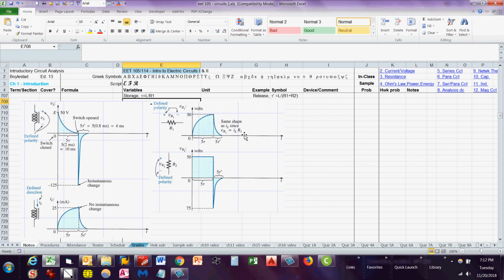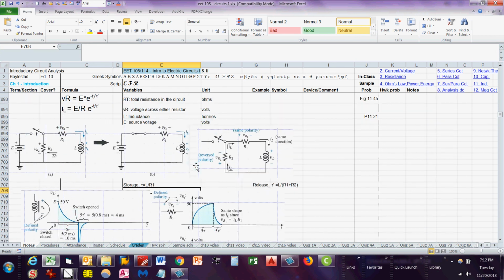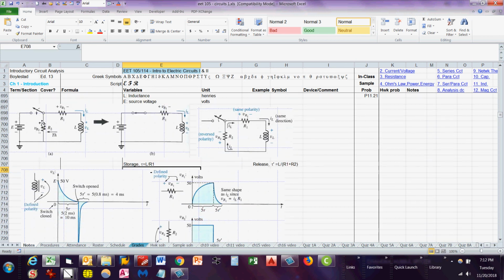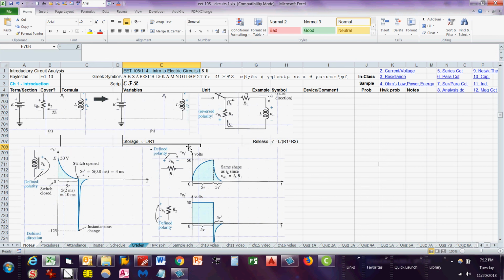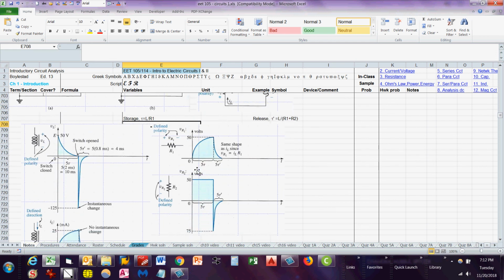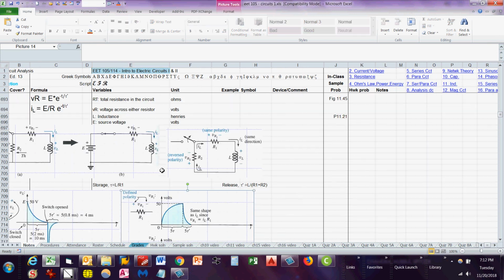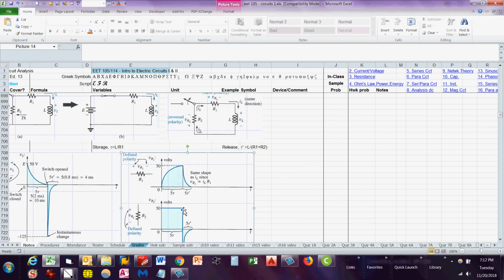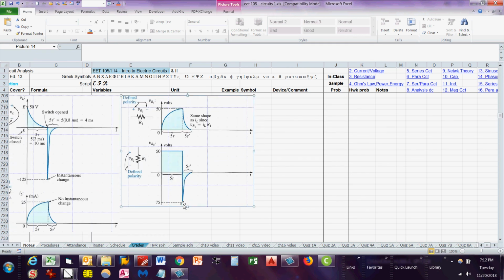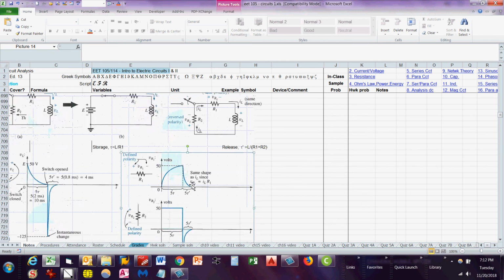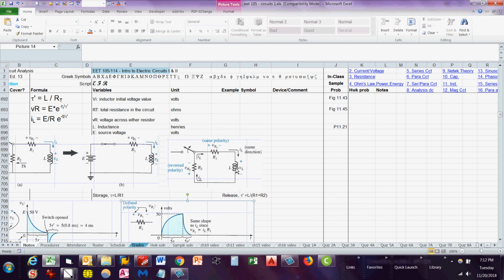V sub R1 equals I sub L times R1, and then R2 has a steady state of 50 volts, which is E for this example. And then at the time that the switch is opened, after it's been closed for this amount of time, it also flips around and decays down because it's in parallel with V sub L.